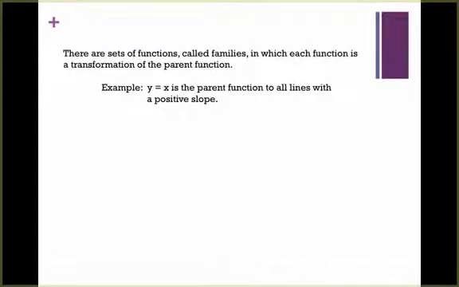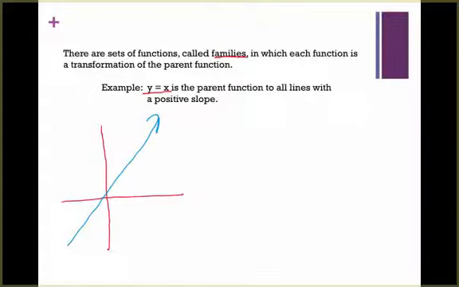When you have sets of functions in which all of the functions have some kind of parent function that is then transformed into another graph, then we call those a family of functions. There are going to be several parent functions that we're going to want to talk about. The first example we have is the graph of y equals x. Remember, it looks like a line with a positive slope that goes through the origin.